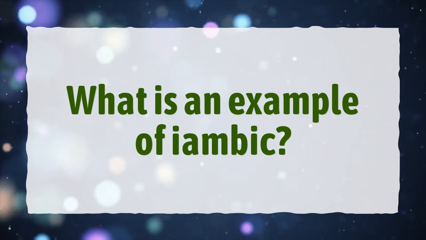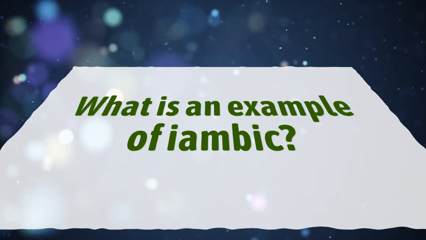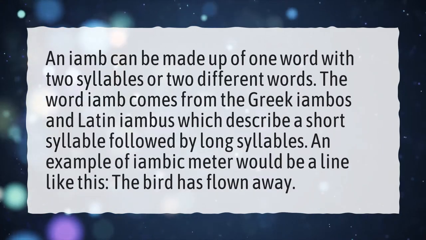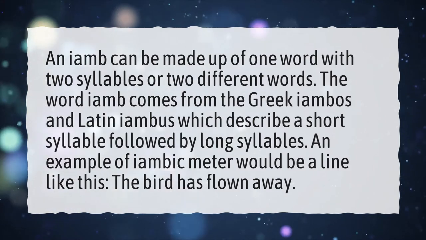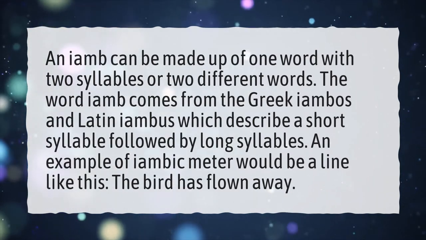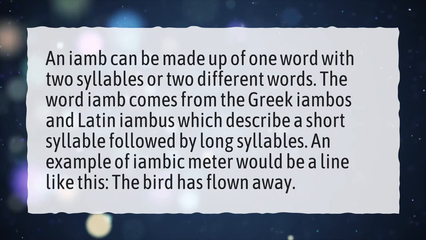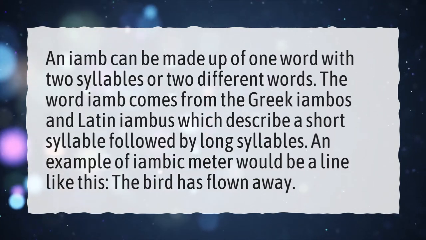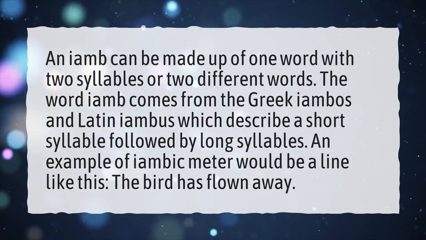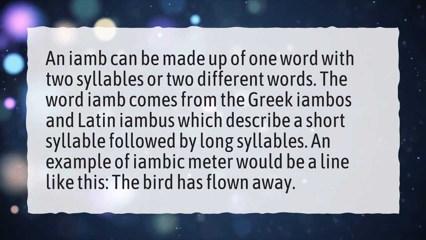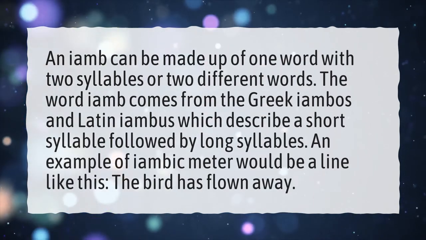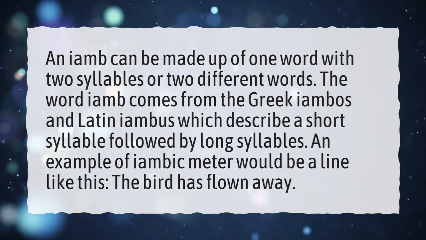What is an example of iambic? An iamb can be made up of one word with two syllables or two different words. The word iamb comes from the Greek iambos and Latin iambus, which describe a short syllable followed by long syllables. An example of iambic meter would be a line like this: the bird has flown away.